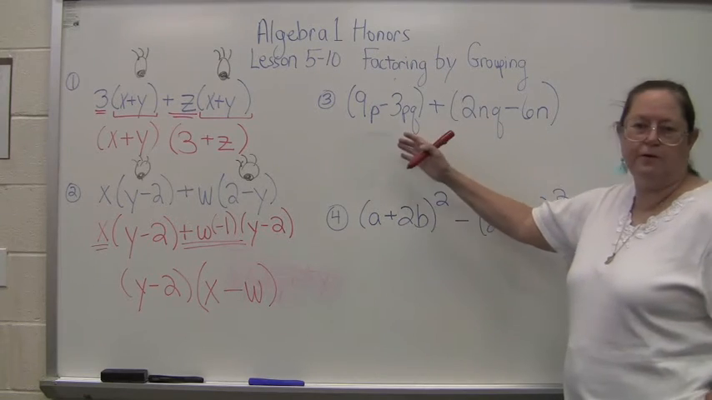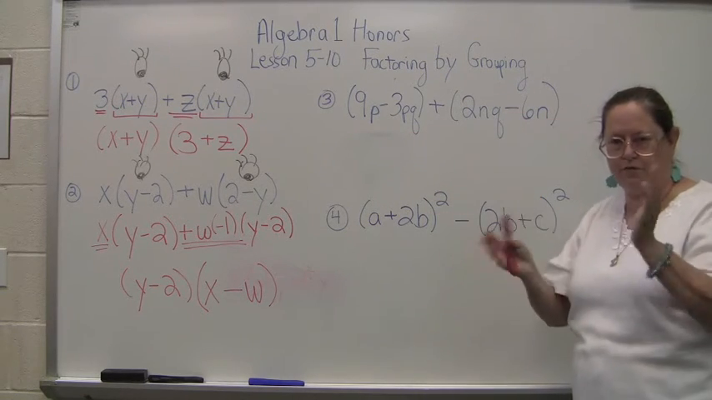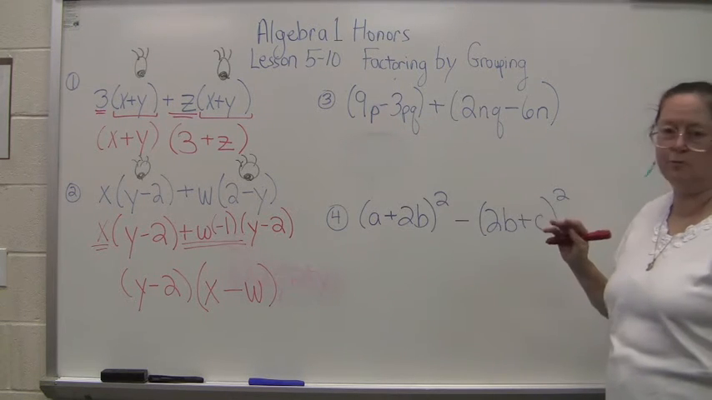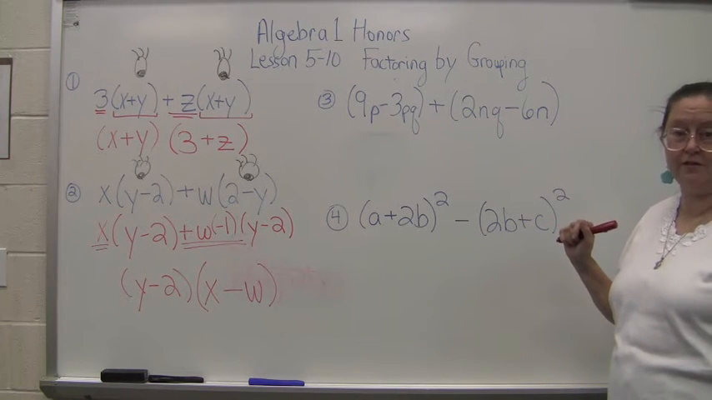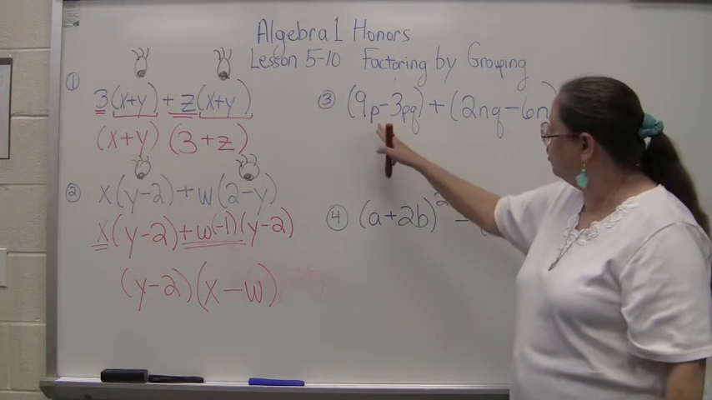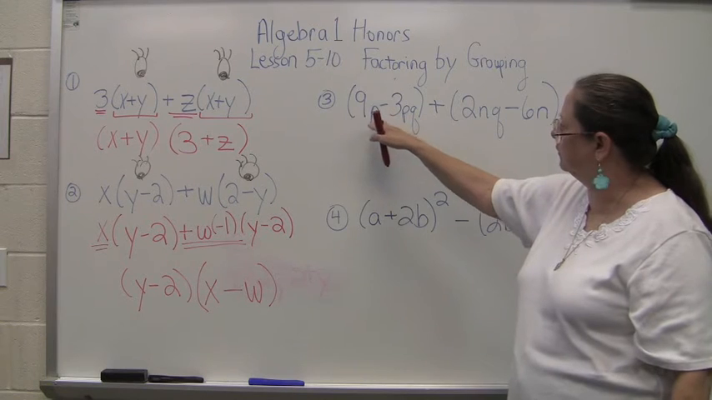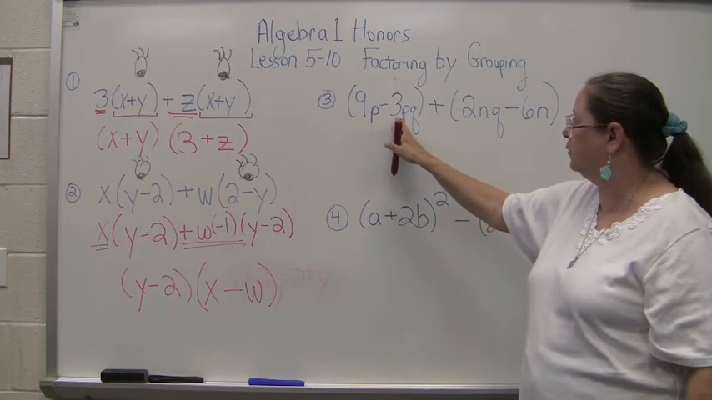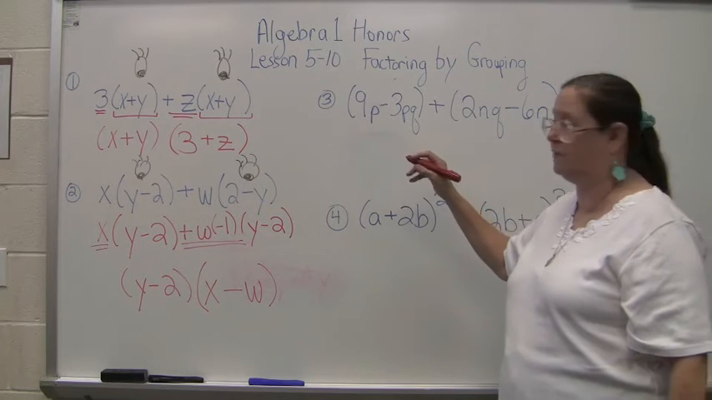They've already grouped it for us. They've already put parentheses, grouping symbols around the two elements each that they want us to look at together. So let's take that as a hint. What can we factor out of here that's common to this term and this term? Well, we can take a 3 out of both the 9 and the 3.